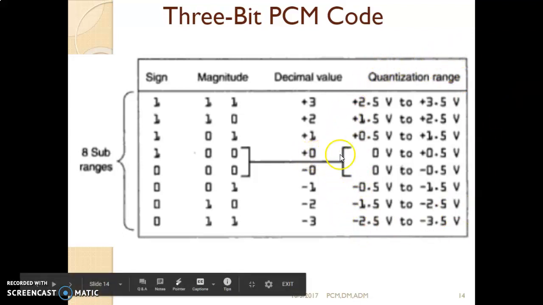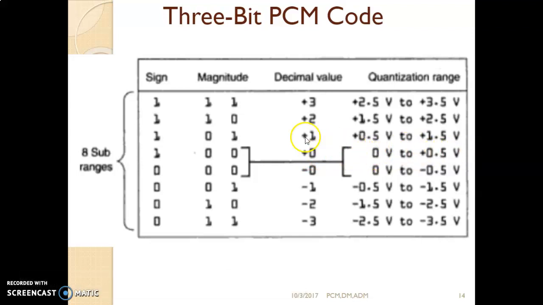So 0 will be indicated by a value of 0 volt to +0.5. +1 will have a value of 0.5 to 1.5. +2 will have a value of 1.5 to 2.5. +3 will have a value of 2.5 to 3.5. And in a similar way, we have a minus range also.